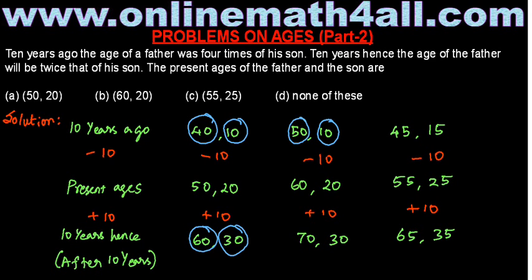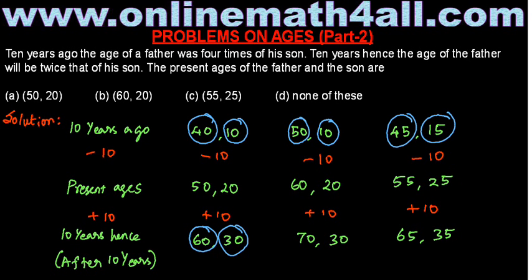Okay, now we can move to option C. So now option C, we can consider the ages of father and son 10 years ago. We get 15 for son, 45 for father. So the condition is 4 times the age of son must be equal to the age of the father 10 years ago. But here when I multiply 15 by 4, I must be getting 60. But here we have 45. So the first condition itself is not satisfied by option C.